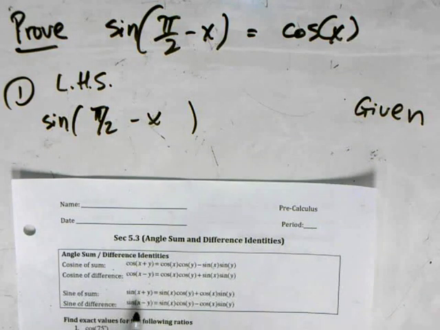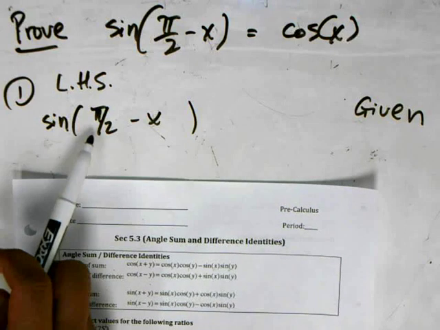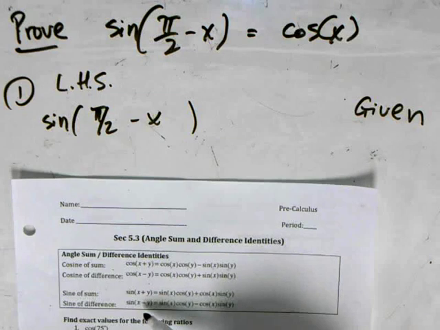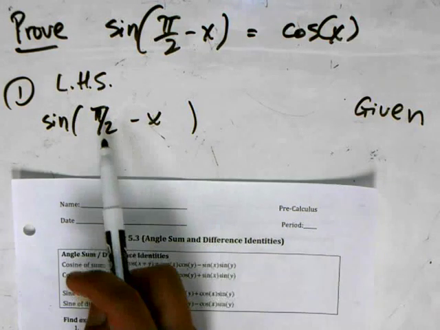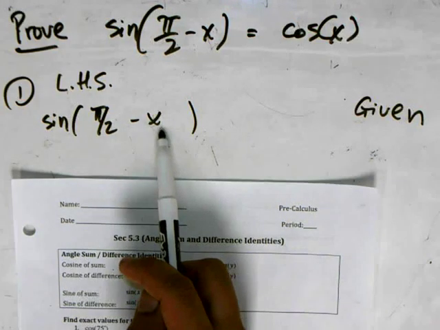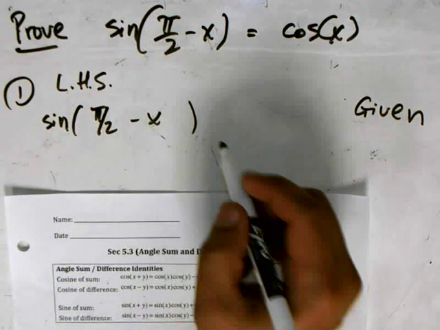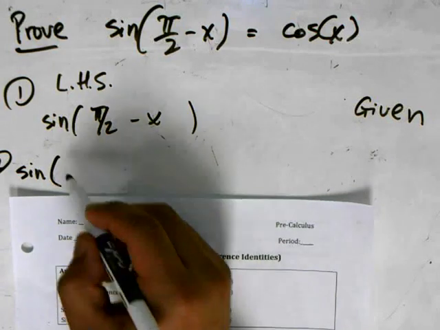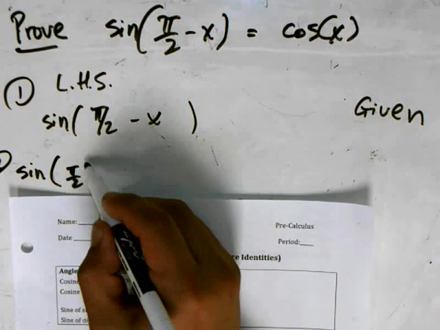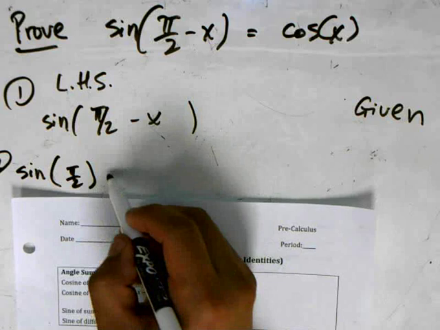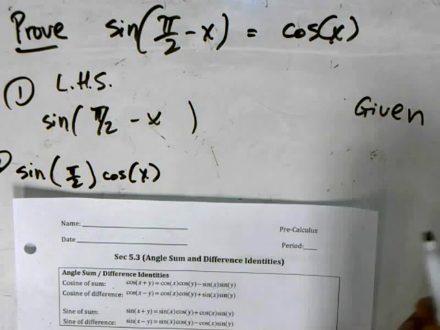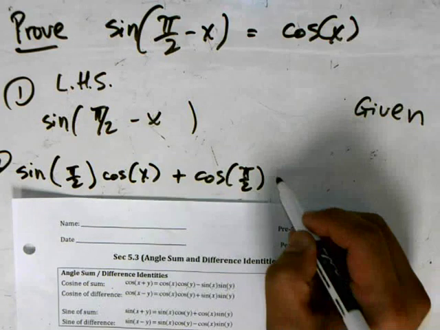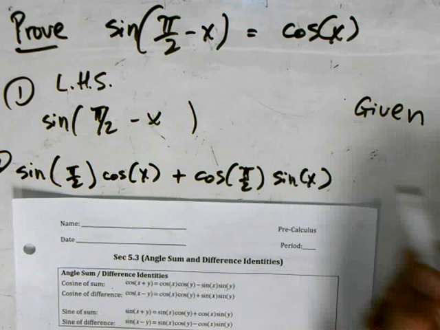So in this case, the first number is really pi over 2, and the second number is really x. It's a little bit confusing with the variable names, but you just think of it as some number, one angle, minus another angle, instead of thinking of it as x and y. So this is step 2, sine of pi over 2 times cosine of x plus cosine of pi over 2 times sine of x. Okay.